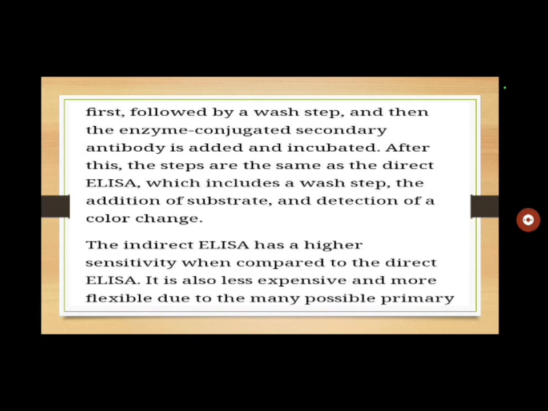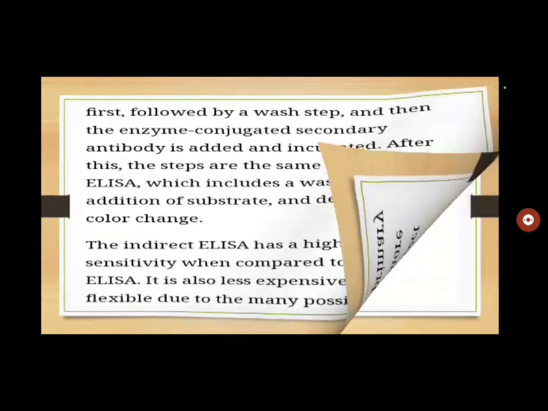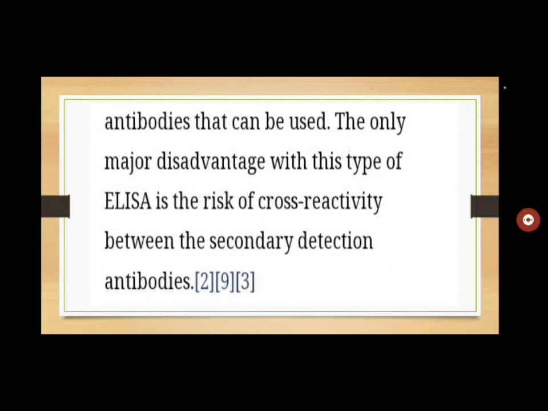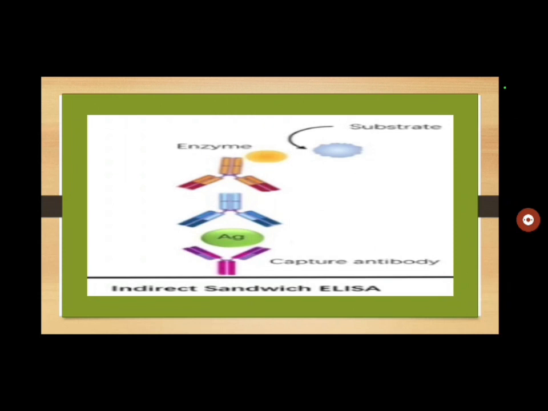The indirect ELISA has a higher sensitivity when compared to the direct ELISA. It is also less expensive and more flexible due to many possible primary antibodies that can be used. The only major disadvantage with this type of ELISA is a risk of cross-reactivity between the secondary detection antibodies. Indirect ELISA.